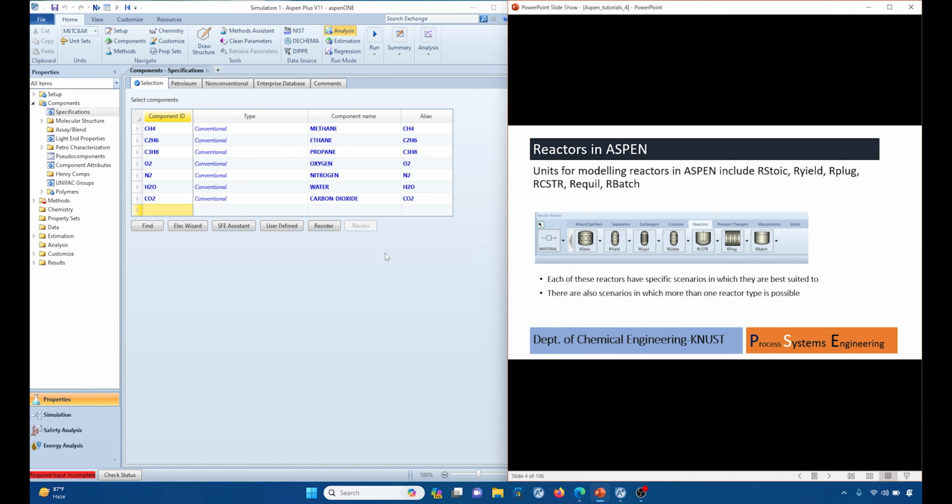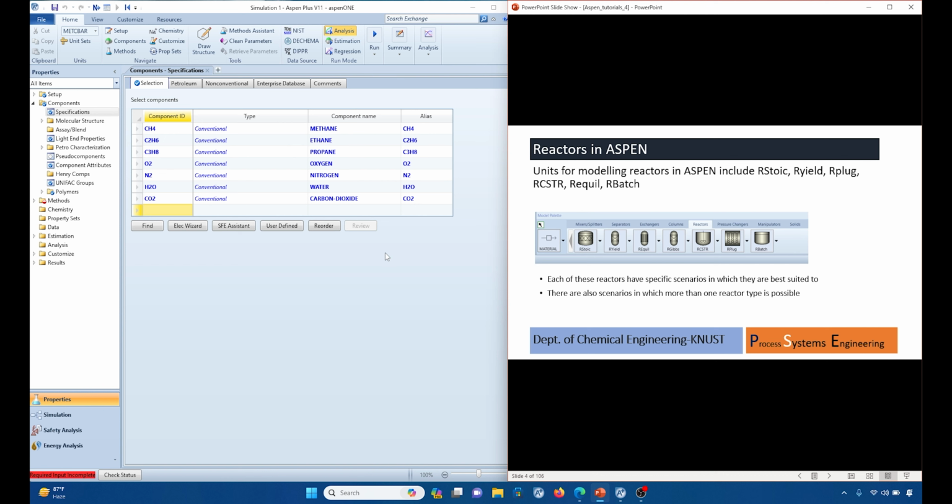When you go to the model palette in the simulation environment, you can see the various reactor blocks or equipment. Each one of them has its own format for specification and the way it works, what it requires, what it's good at, and the specific result it's able to provide. There are two forms of reactors broadly in Aspen Plus: kinetic reactors and non-kinetic reactors, or reactors that do not require the kinetics of the reaction.